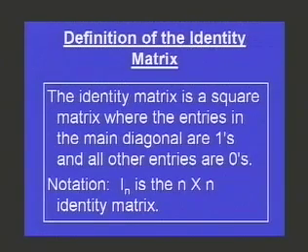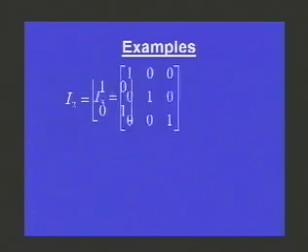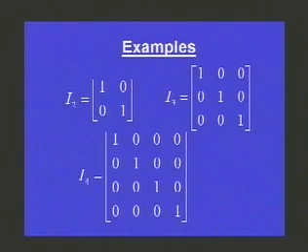Let's look at some examples. I sub 2, as you see there, is a 2 by 2 matrix. There are ones down the main diagonal and zeros everywhere else. I sub 3 is a 3 by 3 matrix, ones down the main diagonal, zeros everywhere else. And of course, I sub 4 is going to be a 4 by 4 matrix with ones down the main diagonal and zeros everywhere else.